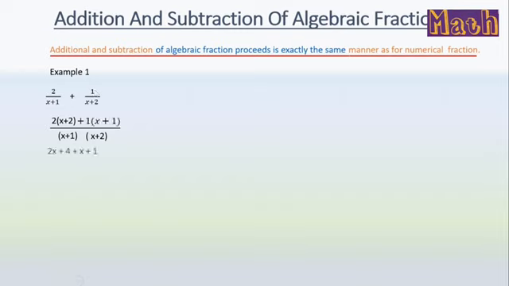Now the next step is to expand and bring our least common multiple below. So in expanding, I have 2 times x, which gives me 2x. 2 times 2 will give me 4. 1 times x will give me x. Then 1 times 1 will give me 1. All divided by my least common multiple.